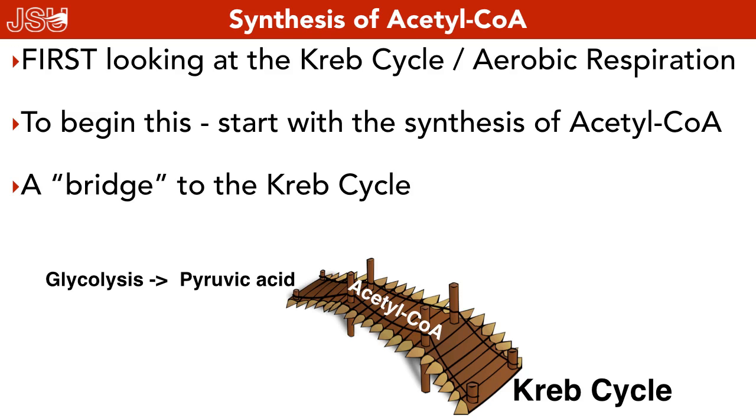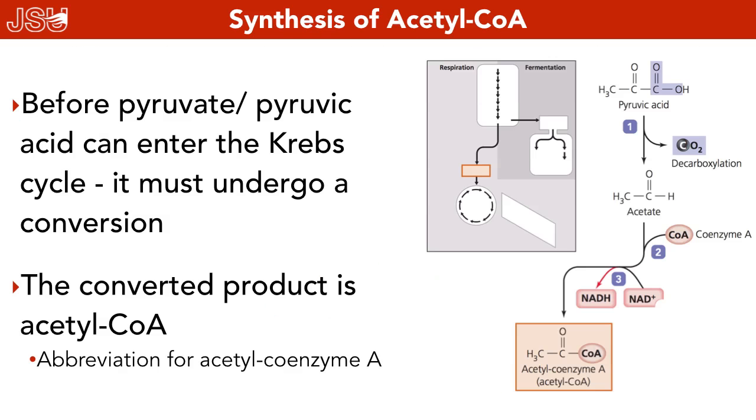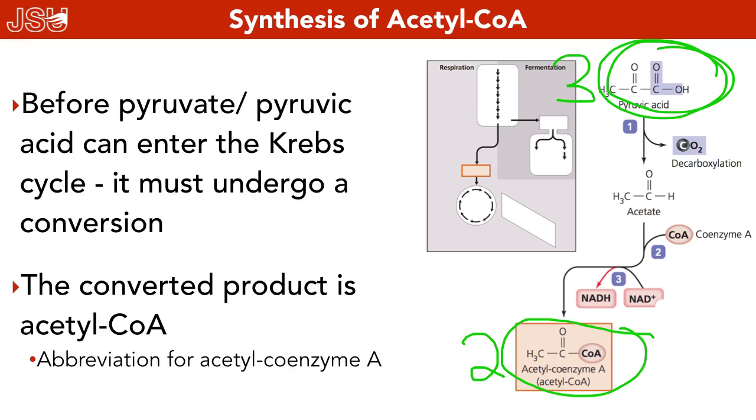But it doesn't fit in there because it has to have 2 carbons. So we've got 3 carbons here, and we want to make it into something that has 2 carbons so we can enter the Krebs cycle. And that's the formation of something called Acetyl-CoA. So before pyruvate can go into the Krebs cycle, this is pyruvate right here. Pyruvate has to be processed from a 3-carbon compound to a 2-carbon compound.